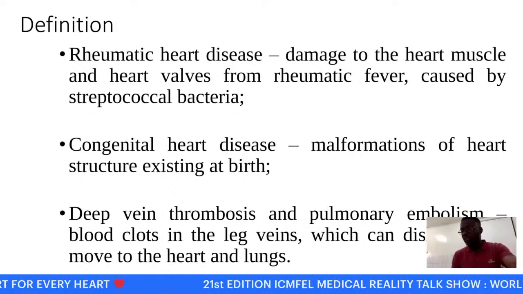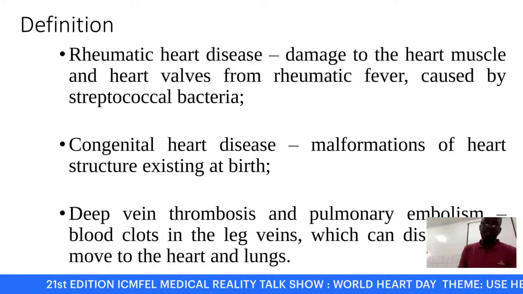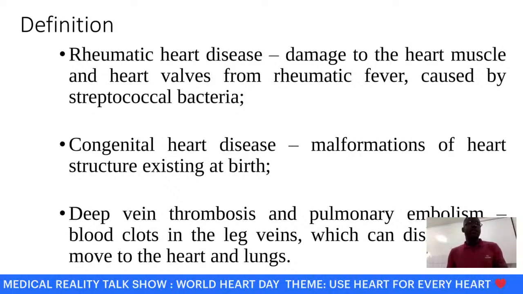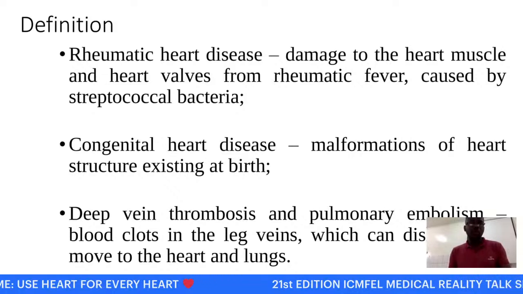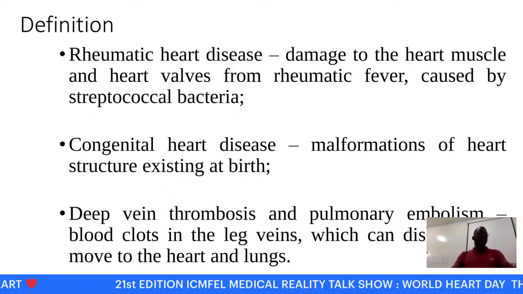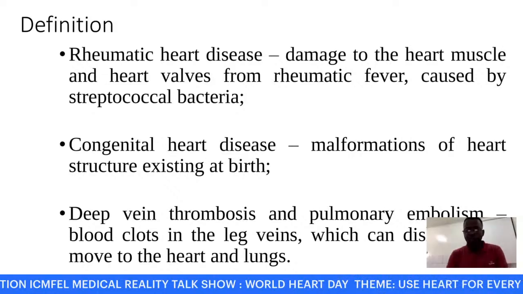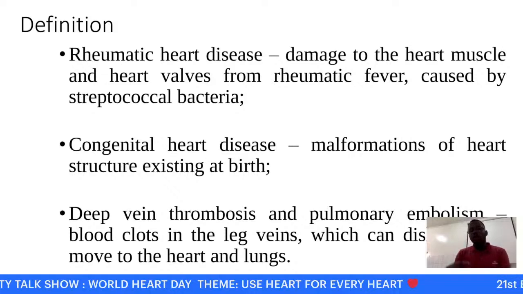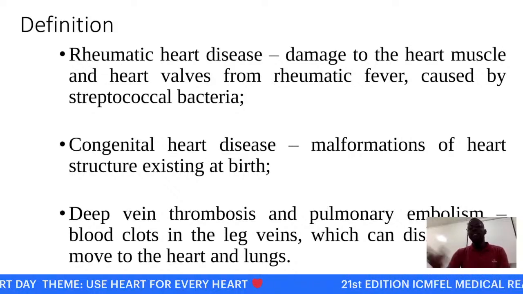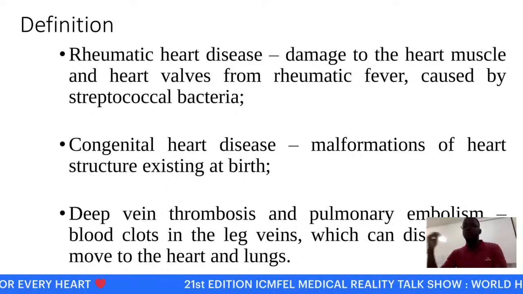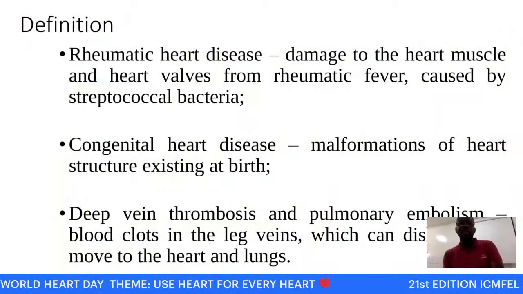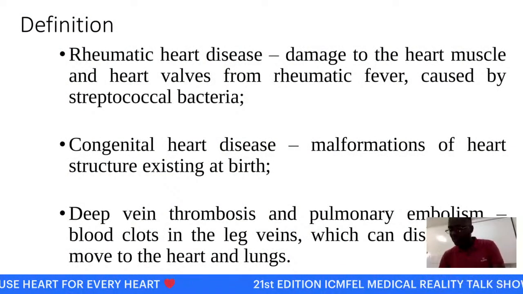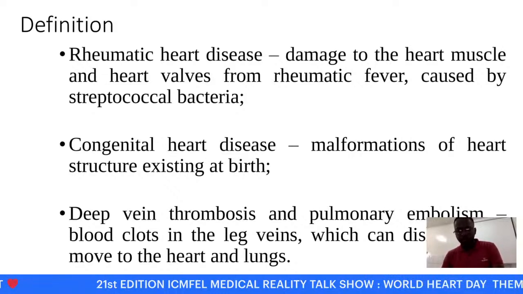And the last is what we call deep vein thrombosis and pulmonary embolism. What happens is that in our blood, a thrombus forms, meaning a clot, and something closes the vessel. Sometimes the veins carrying blood towards the lung are affected and cause obstruction in the lung. The embolus, the little blood clot, can migrate towards the lung.